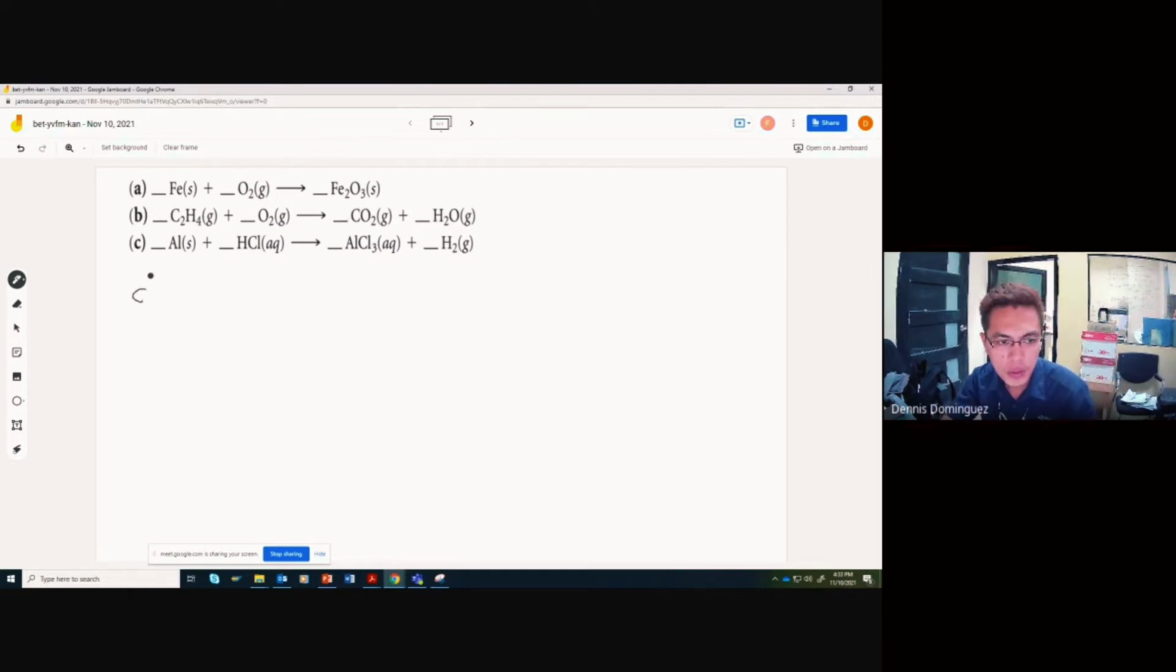Between aluminum and hydrochloric acid that yields aluminum chloride plus hydrogen gas. Now, you have aluminum plus hydrochloric acid will yield aluminum chloride, AlCl3, and then hydrogen gas. So, same as before, we balance this question. First I see is hydrogen. It is not balanced. So it's smaller here, so we put a 2 here.